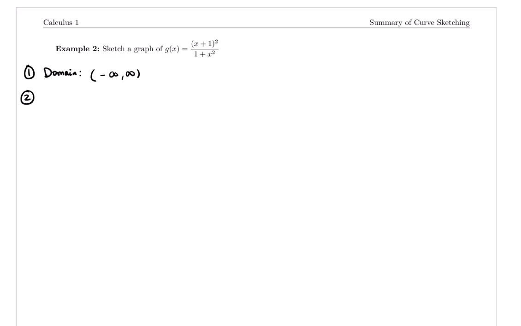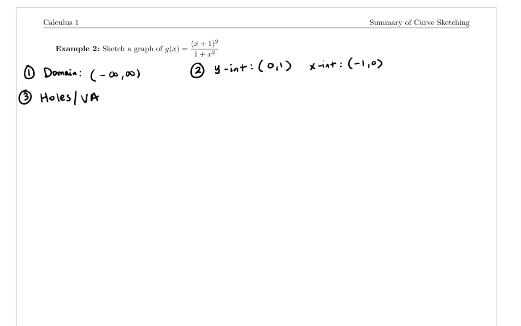Then we have intercepts. So I'm going to go ahead and plug in g of 0. g of 0 is going to give me (0 plus 1) squared in the numerator, and then 1 plus 0 squared in the denominator, and that is going to equal 1. So that tells us that our y-intercept is 0, 1. And then to find any x-intercepts, I'm going to set the entire function equal to 0. Because this is a rational function, the entire function will equal 0 when the numerator is equal to 0. I can take the square root of both sides, and then solving for x gives me x equals -1. So I have that my x-intercept is -1, 0.